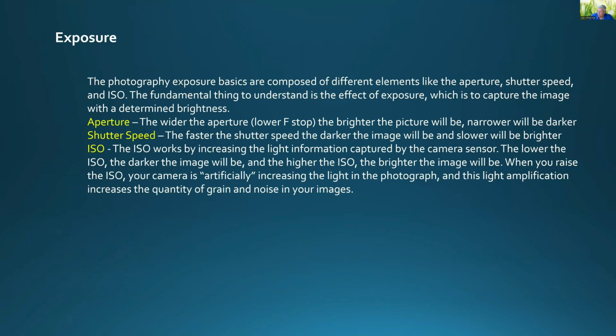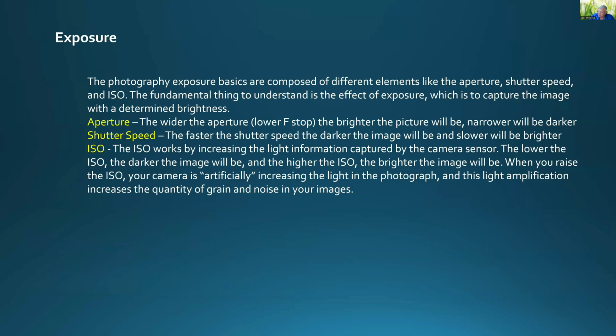So the aperture, the wider the aperture, which is the lower the f-stop number, the brighter the picture will be. Narrower, of course, is the opposite. So if you've got a lens that has a range from f1.8 up until f22, f1.8 is going to let in a ton of light, and f22 it won't, it'll be darker.